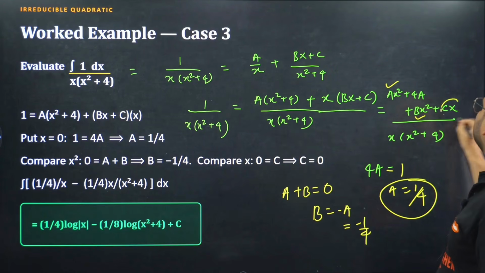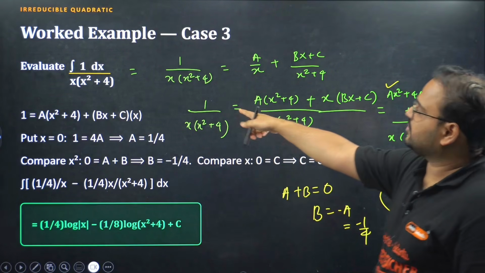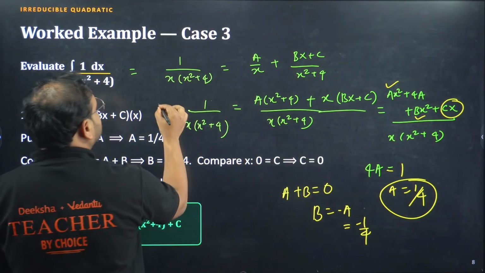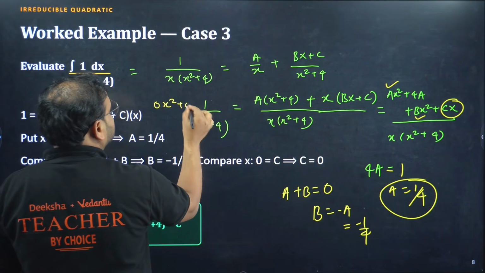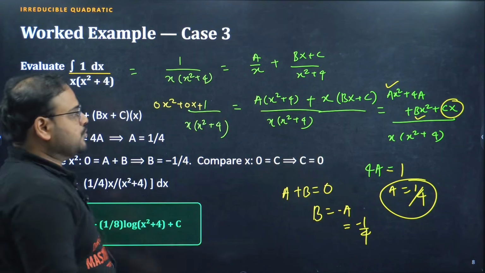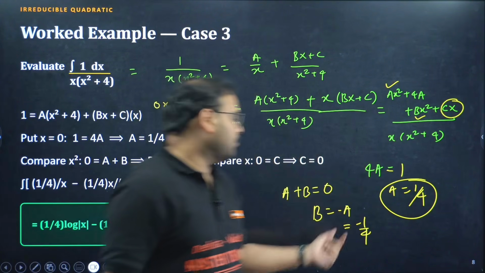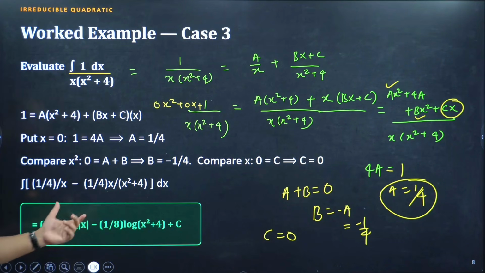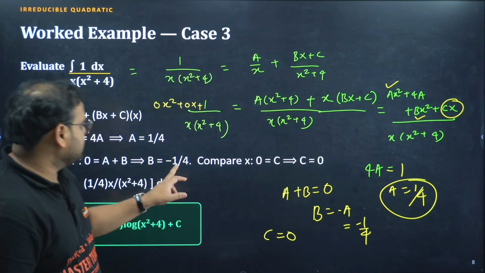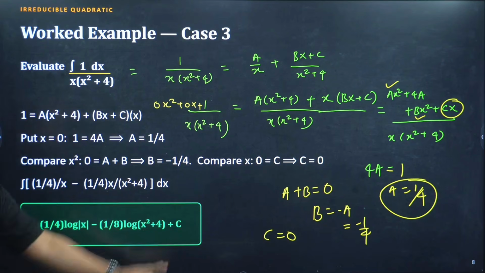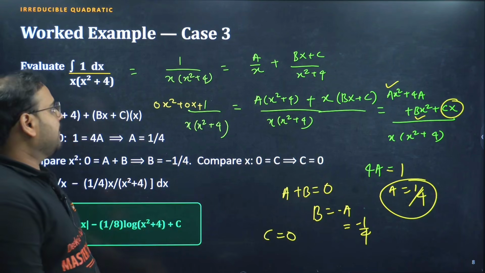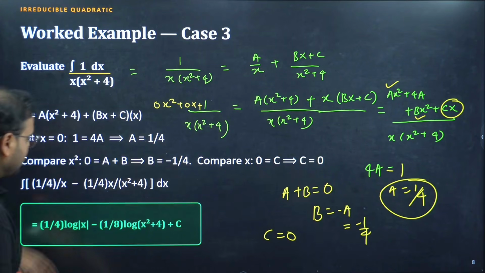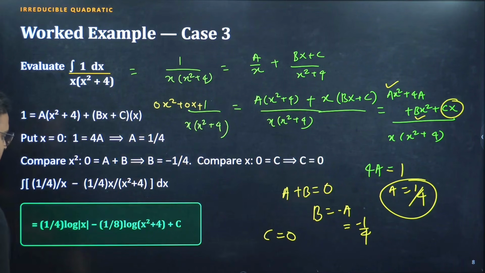And check here, there is no x coefficient. There is no x term over here. So 1 represents 0x square plus 0x plus 1. So even c will be 0. You'll have c value as 0. Check: c must be 0, b is minus 1 by 4, a is this, and this is your final integration. This will again be a polynomial, and this will be your log function. Can you see? So this is becoming log only.